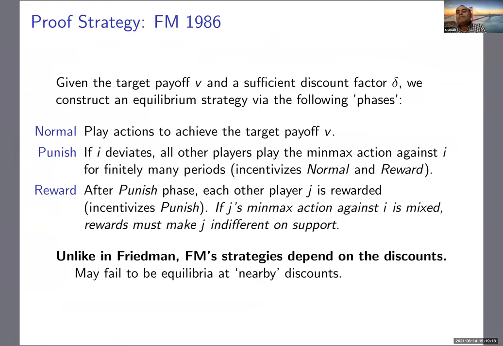So suppose we are given a target payoff and a sufficient discount factor delta, we construct an equilibrium strategy using a three-phase strategy, okay? So phase one is you play the normal action. So this is the normal phase. So basically you play the actions that are required to achieve the target payoff V, okay?